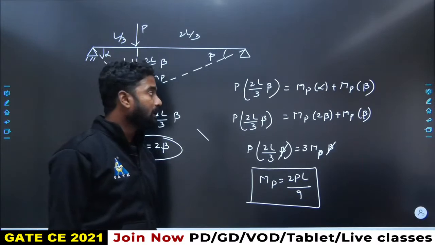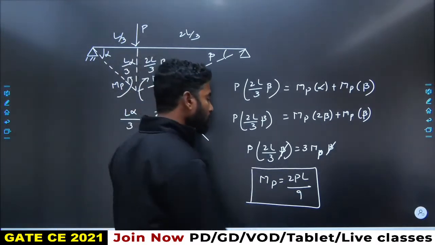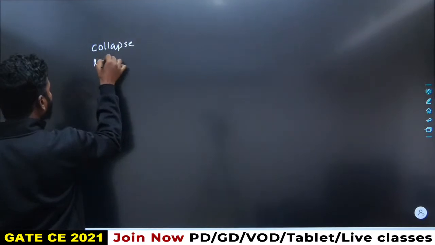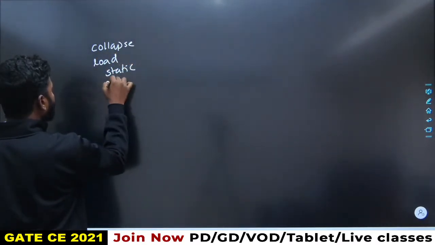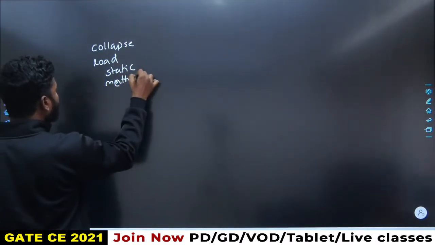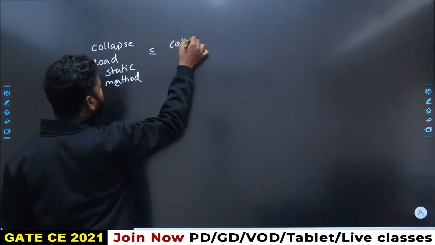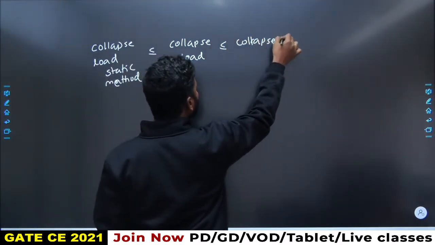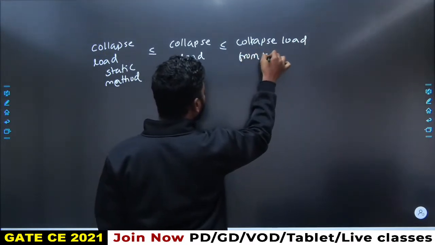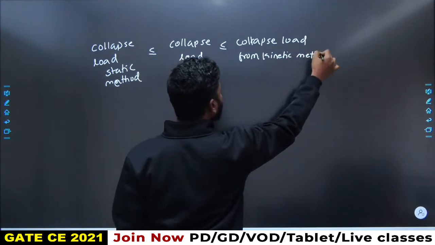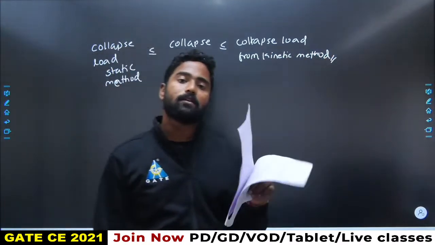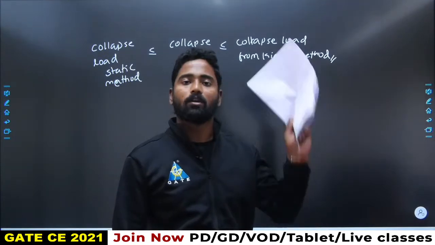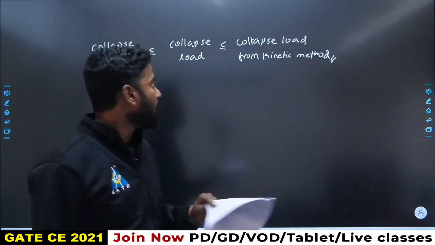Generally, whenever you are talking about the collapse load, collapse load from static method is less than or equal to collapse load from kinematic method. But if you see, plastic moment is the property of the material. So, if it is the property of the material, it will not change whether it is static or kinematic method, whatever the method, the value is not going to change.